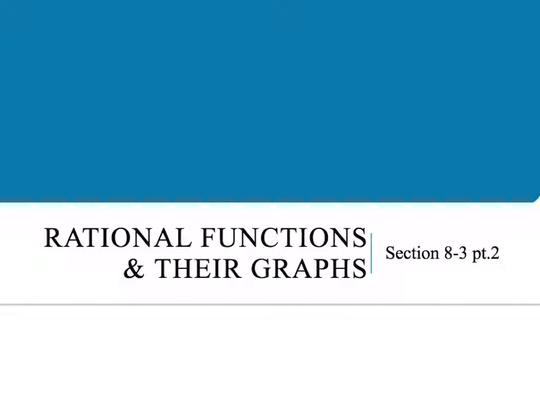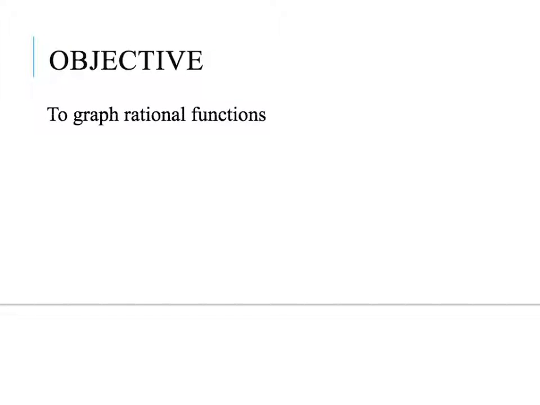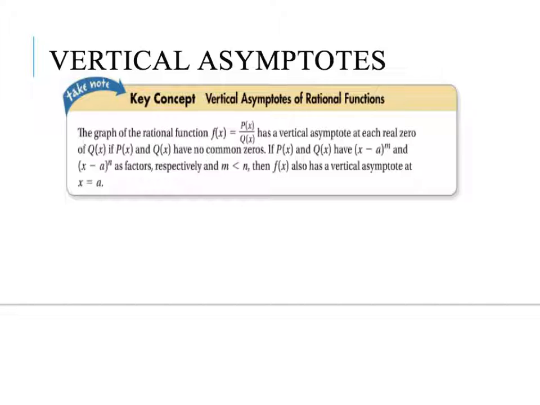Hey class, in today's lesson we're going to talk about rational functions and their graphs, which is found in section 8-3, part 2 of your book. Our objective is to graph rational functions. So the first characteristic that we want to talk about for our graphs is vertical asymptotes.